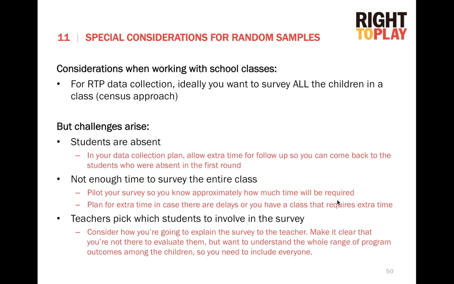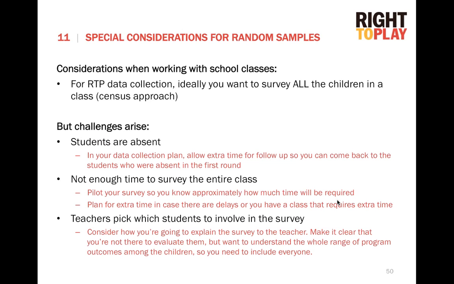So with Right to Play data collection, ideally we're trying to survey all the children in a particular class with a census approach. But things happen. For example, students are absent, you might not have enough time to survey the entire class, or you might run into cases where teachers try to choose which students to involve in the survey. And so that can really throw a bit of a challenge into your sampling design, because all of a sudden you've gone from trying to choose every single child in a class to a situation where you actually can't choose every child in a class.